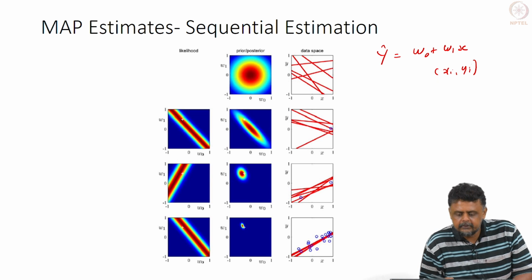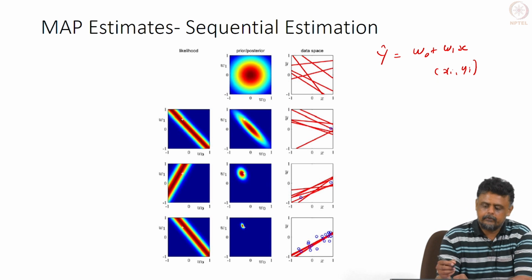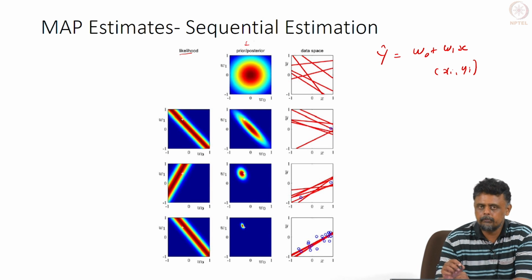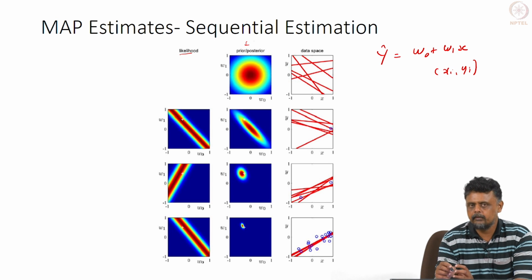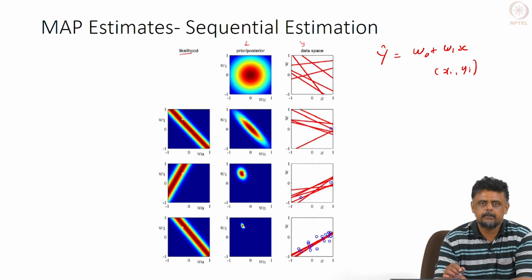Then we start off with our prior. In every row, the leftmost column is the likelihood, the middle column is the prior, which also doubles up as the posterior, and the right one is your predictions, if you can think of it that way, that is the data space.